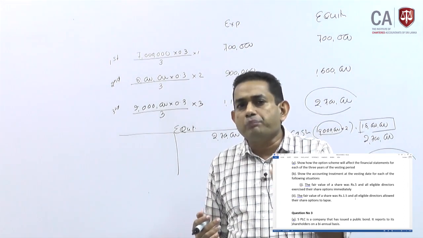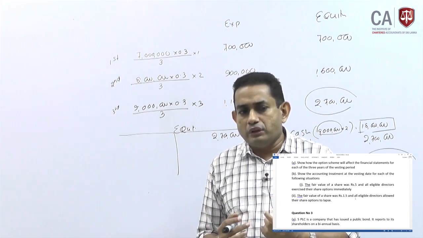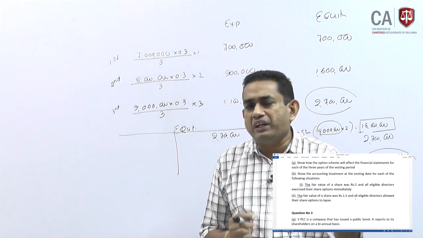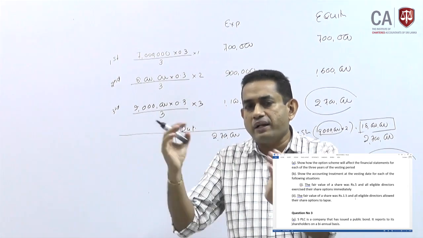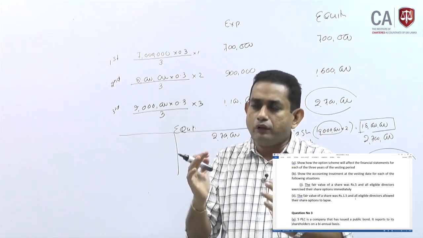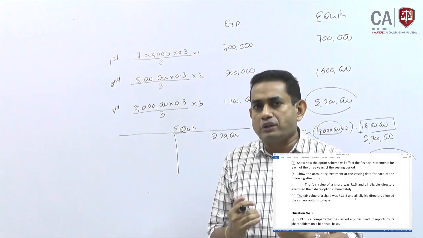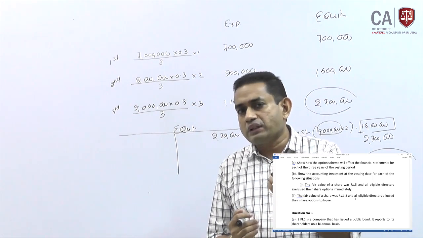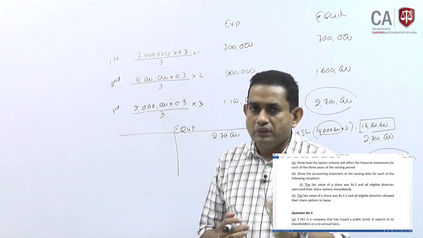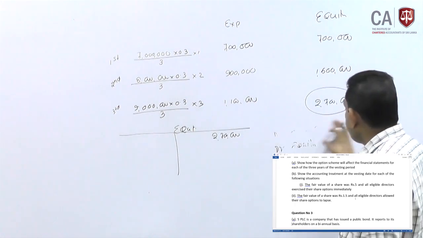Why? They are not prepared to take over a loss. They are paying 2 rupee for a share which is worth 1.5 rupees in the market. So, the directors are unlikely of exercising the options to buy shares under the option agreement. So, then they have decided not to exercise but just to let it to lapse. Then what is the accounting?